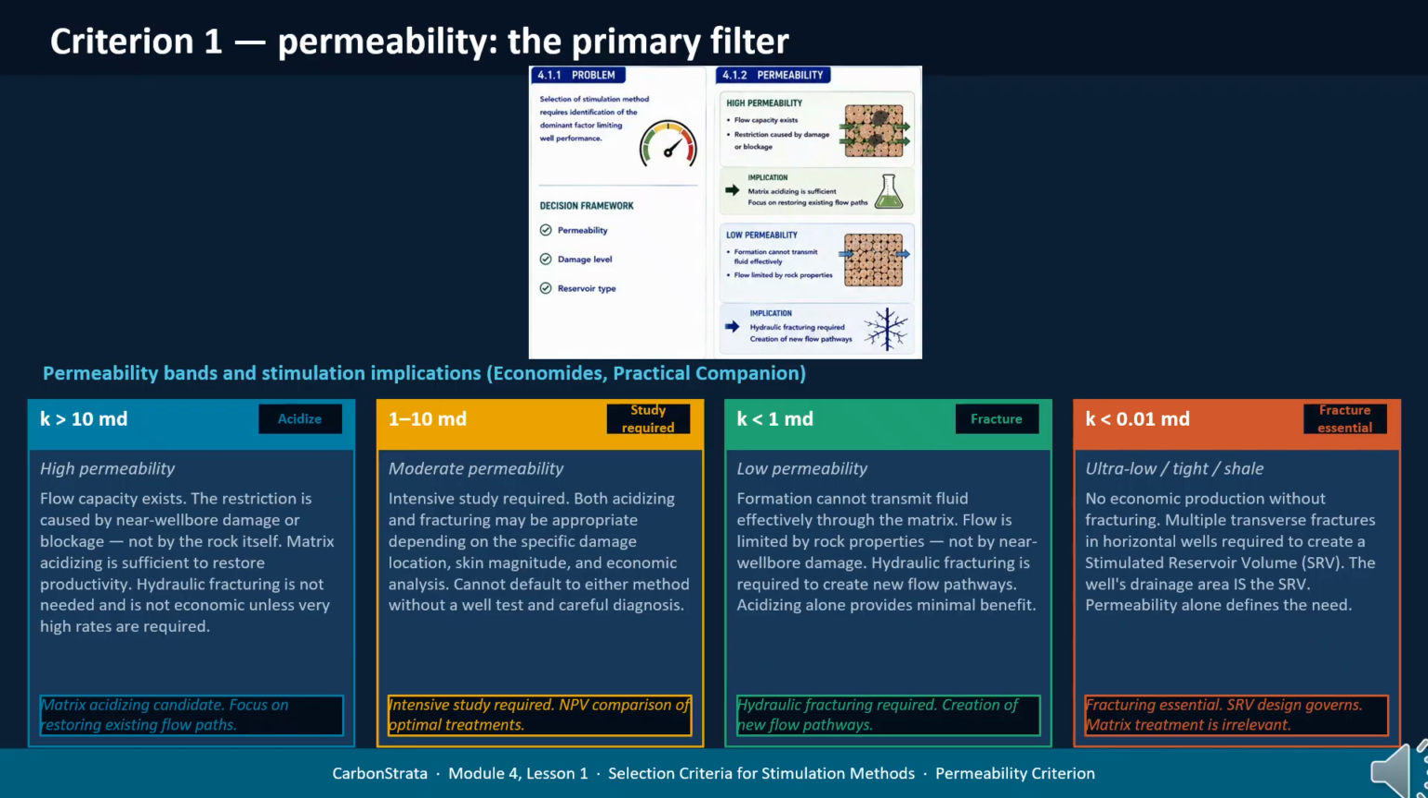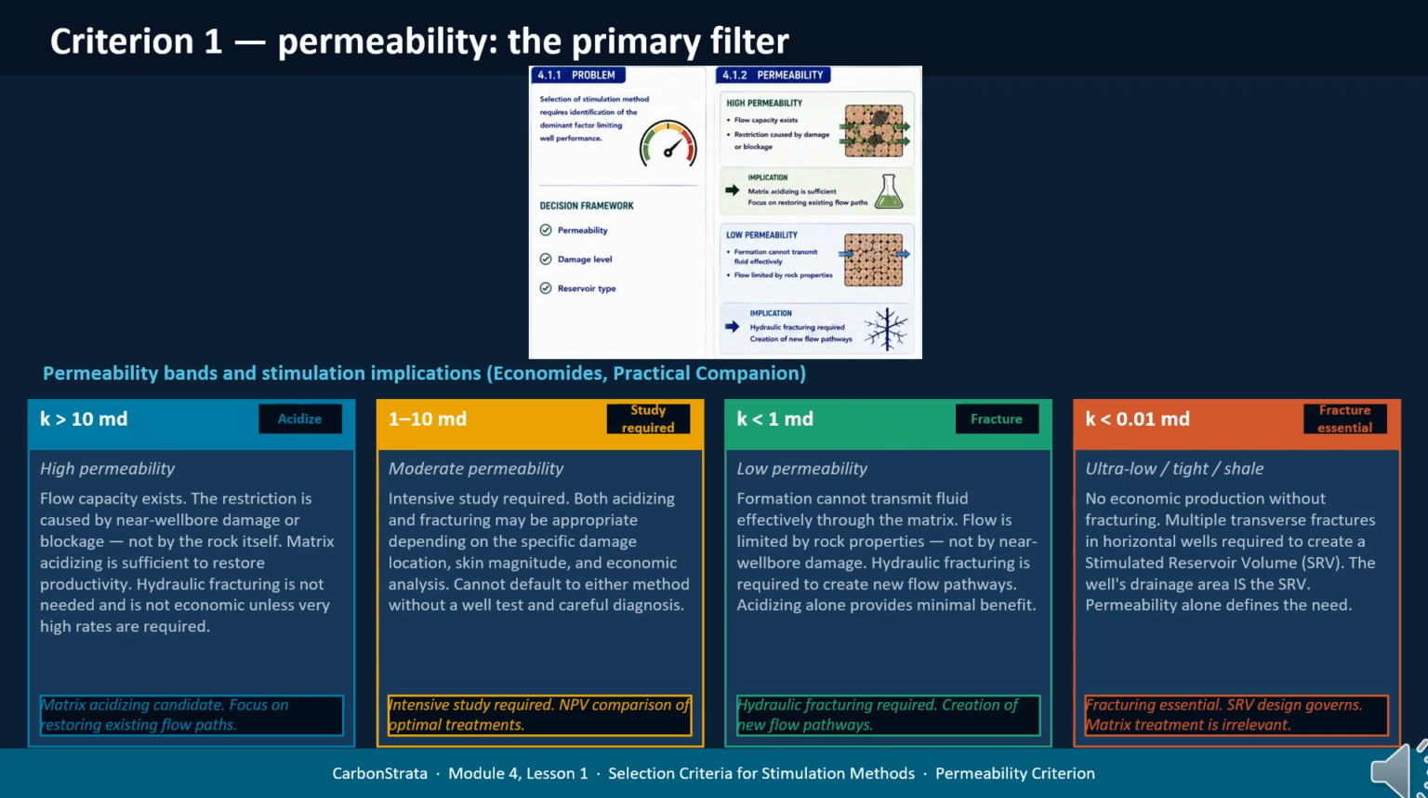High permeability. Flow capacity exists. Production is limited by damage near the wellbore. In this case, the solution is to restore flow. Matrix acidizing is sufficient. Now move to intermediate permeability. This is where most mistakes happen. The formation can produce, but not efficiently. Damage may be present, or intrinsic permeability may be limiting. You cannot assume the method. This requires evaluation.